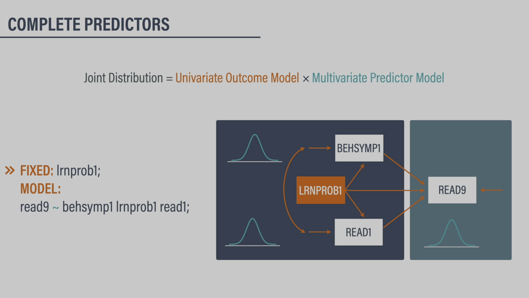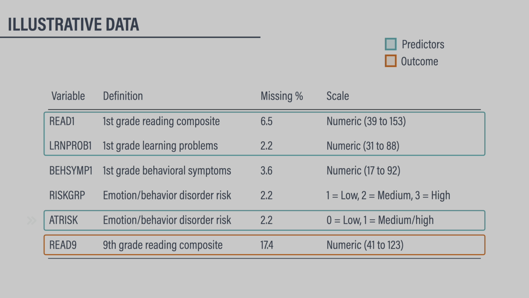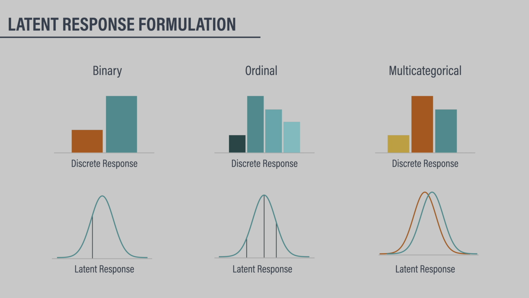Next, let's replace one of the continuous predictors with a binary predictor. The dataset has a dichotomous variable measuring student risk for developing emotional or behavioral disorders. The variable is a dummy code with 0 denoting low risk and 1 indicating medium or high risk. In other videos, I explained that Blimp uses a latent response variable framework to accommodate categorical variables.